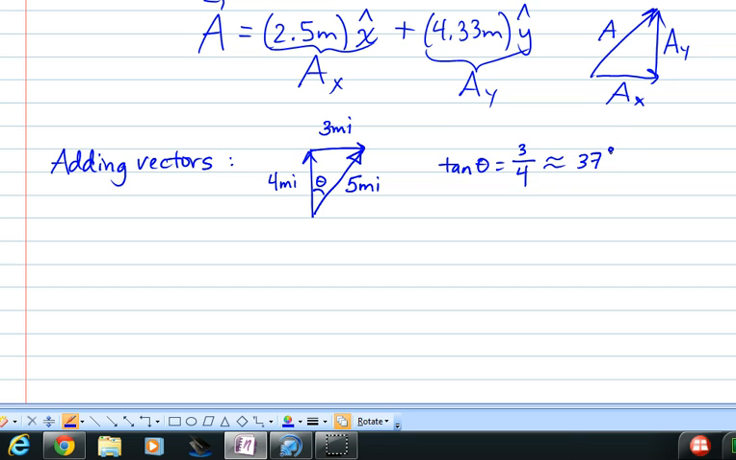But in any case, I think we can all agree that if I add 4 miles and 3 miles in this case, I don't get 7. Okay, 7 miles would be the distance that I've traveled, but we know that that's not a vector, that's a scalar. The vector would be 5 miles. That would be my displacement.